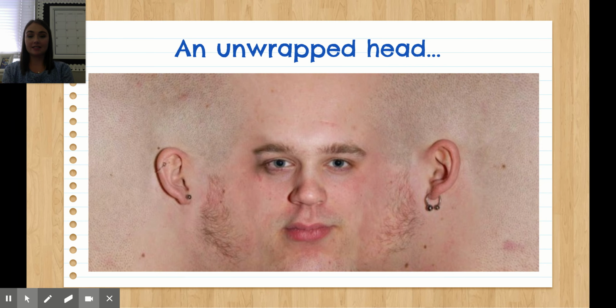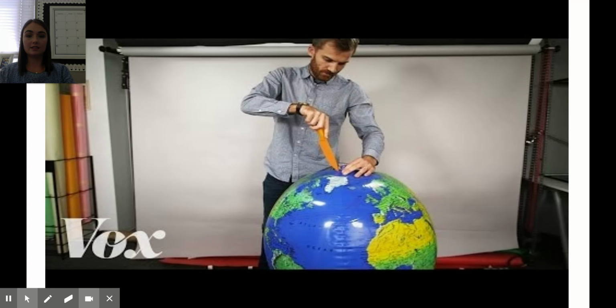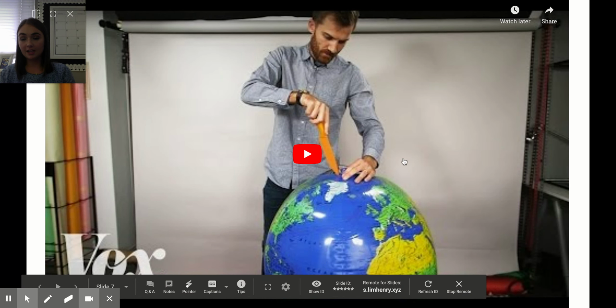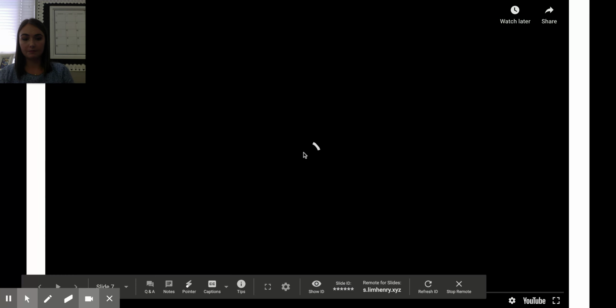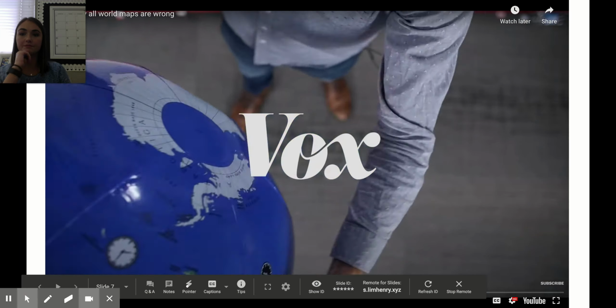It's inevitably messed up because that's not really how it's presented in real life. But in order to flatten it, you have to kind of unwrap it, and so the direction or the space between the eyes and the ears seems so far, so that's distorted. The size isn't distorted, but the space is. So that part is distorted. And I want us to watch this video because he does a really good job of explaining why maps are so distorted.